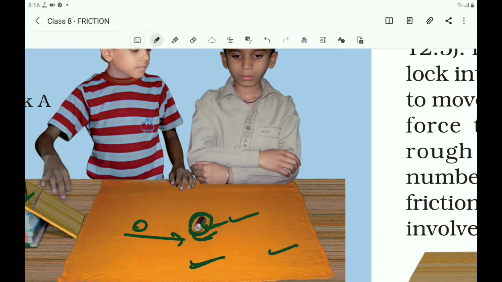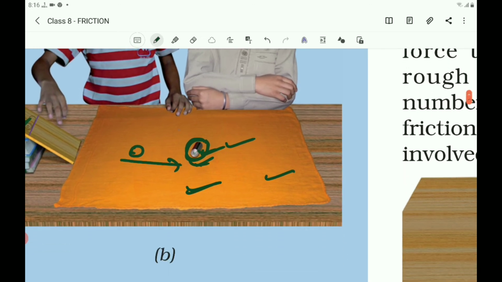And friction is caused by the interlocking of the irregularities in the two surfaces, here the surface of the cell and the surface of the table, cloth or sand. The force of friction will increase if the two surfaces are pressed harder. We can experience it by dragging a mat when nobody is sitting on it and when a person is sitting on it.